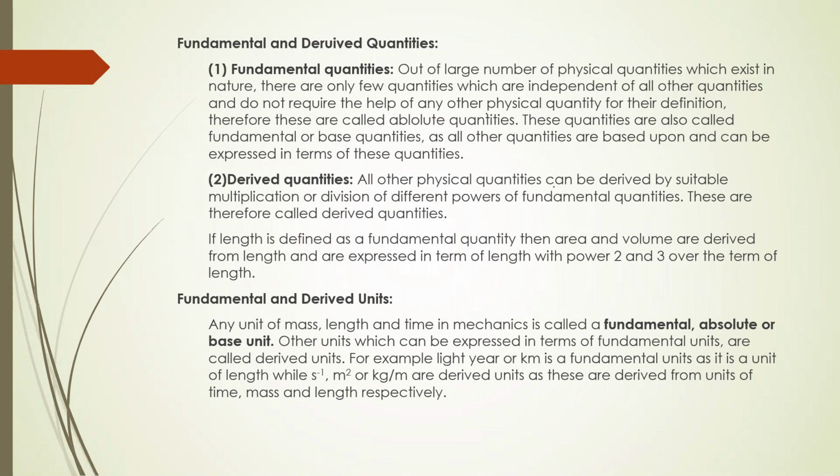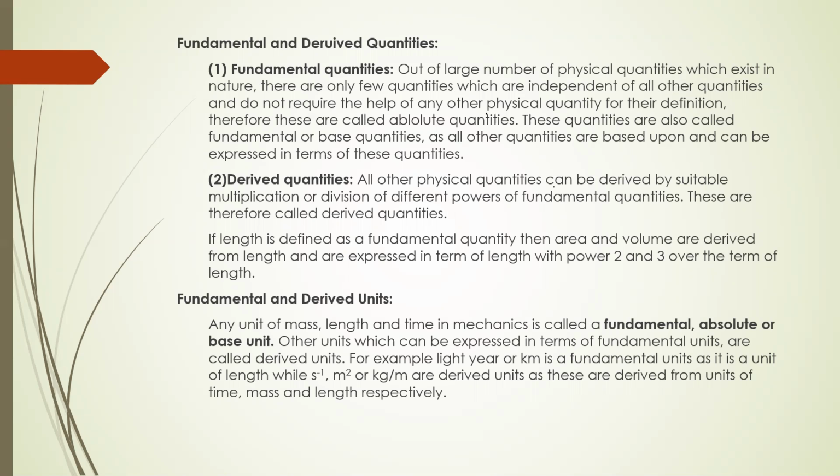Fundamental quantities: there are a total of 7 fundamental quantities, namely mass, length, time, temperature, electric current, amount of substance, and luminous intensity. These are called fundamental quantities. You can see all the 7 quantities do not depend on any other quantity. Therefore, they are called fundamental quantities.